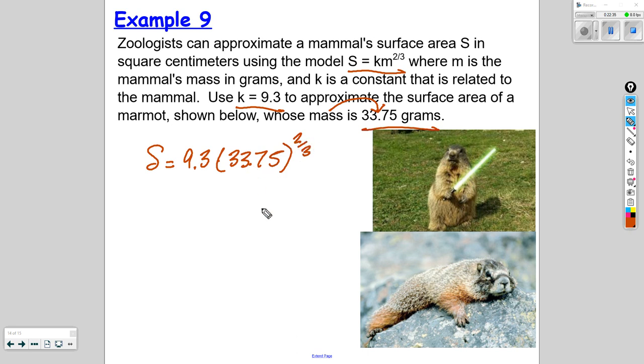Now, depending on what kind of calculator you're using, if you're using your phone in particular, you've got to first take this number, raise it to the 2/3 power, and then multiply by 9.3, if I'm not mistaken. It depends what kind of phone you have. I have an Android, so that might be a little bit different. So if we do this, we get 97.13 centimeters squared as the surface area of the marmot.